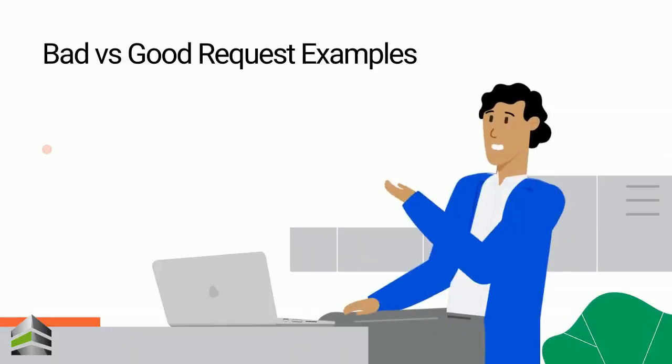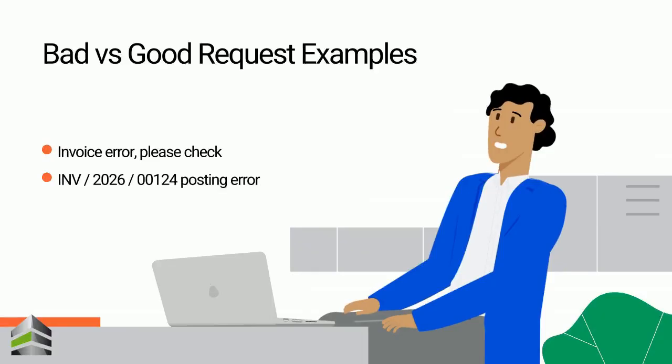Let's compare a weak support request with a strong one. A weak request says, "Invoice gives error, please check." That gives us almost nothing to work with. A strong request says, "In accounting on customer invoice INV/2026/124 for ABC Trading, I clicked confirm and then post. Odoo shows the attached error message. This happens every time on this invoice. I expected the invoice to post normally. Full screenshot attached." With that second message, support can usually start immediately. That is the level of detail we are aiming for.